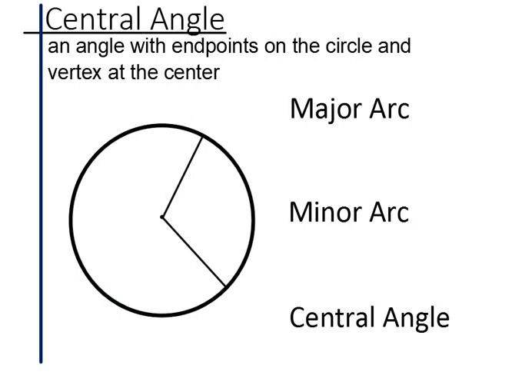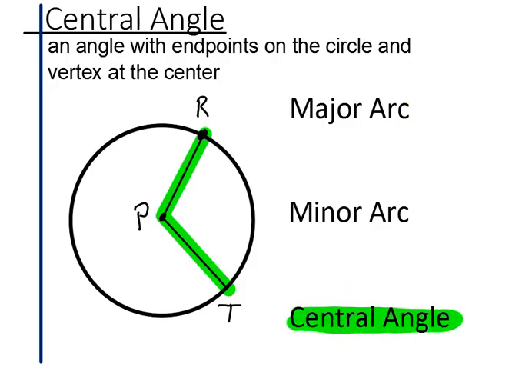The second important piece of information that is new for you guys for circles is called the central angle. It's an angle with endpoints on the circle and its vertex at the center. So this angle, which I'm going to highlight, is my central angle. It has endpoints on the circle, which we will call R and T, and it has its vertex at the center of the circle, which we are going to call P. We name these the same way we have always named our angles.